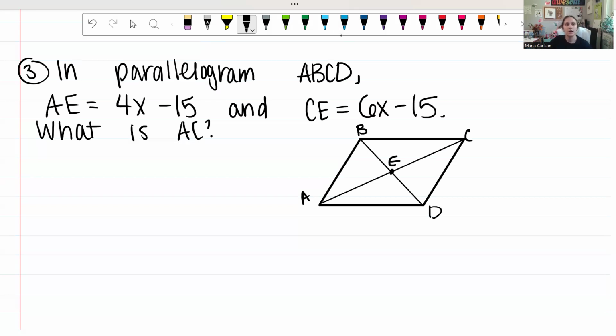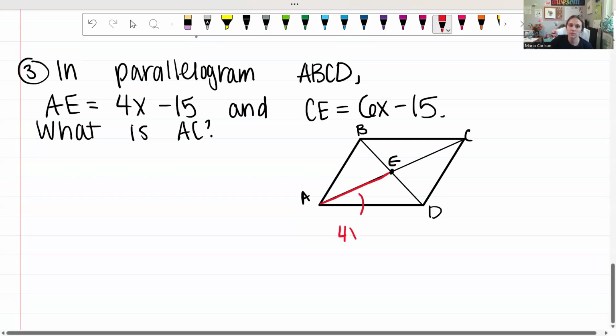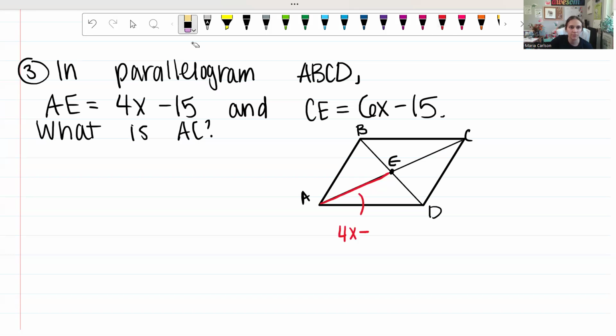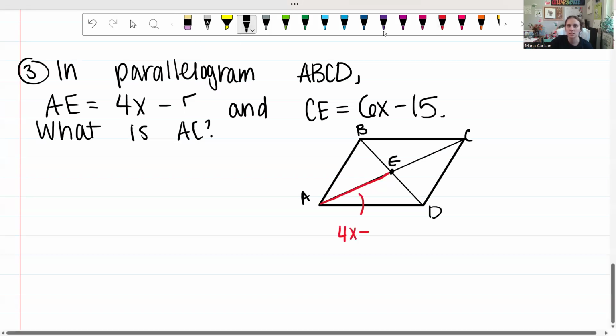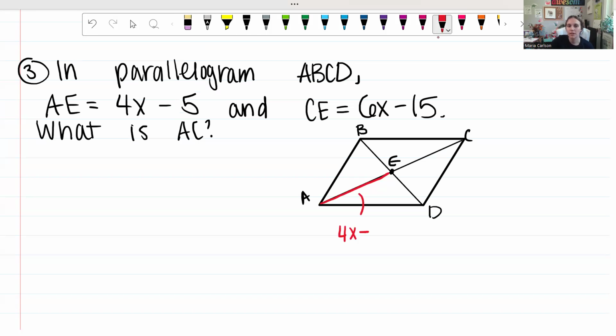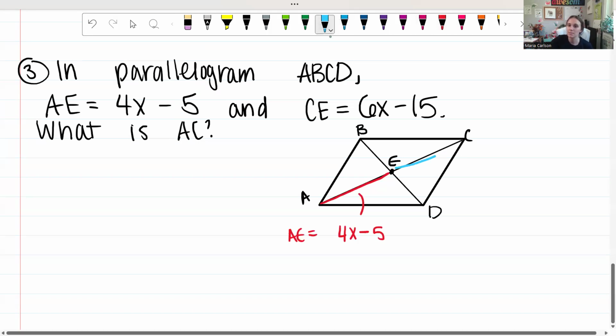All right. Now, in this parallelogram, we know that AE, from A to E, is 4x minus, oops, this is supposed to be 4x minus 5. I'm sorry, I wrote 4x minus 15. That's going to cause a problem if it stays that way. 4x minus 5 is length AE. And then CE is the same thing as EC here. CE and EC are the same thing. And CE, we know, is 6x minus 15.